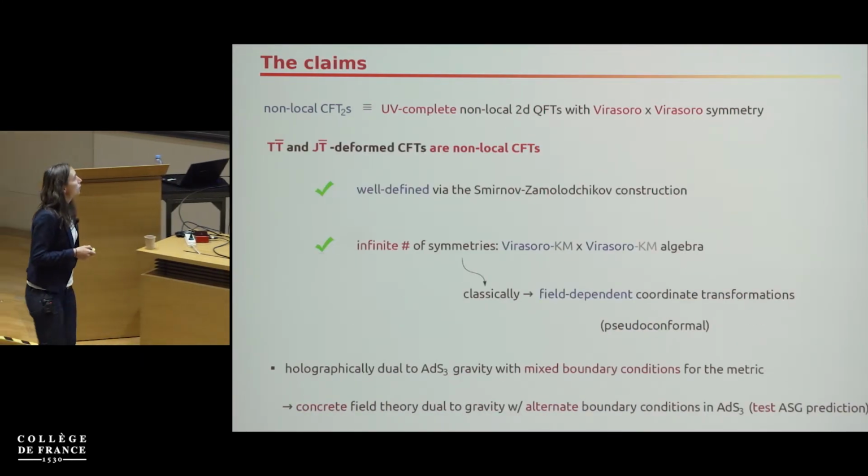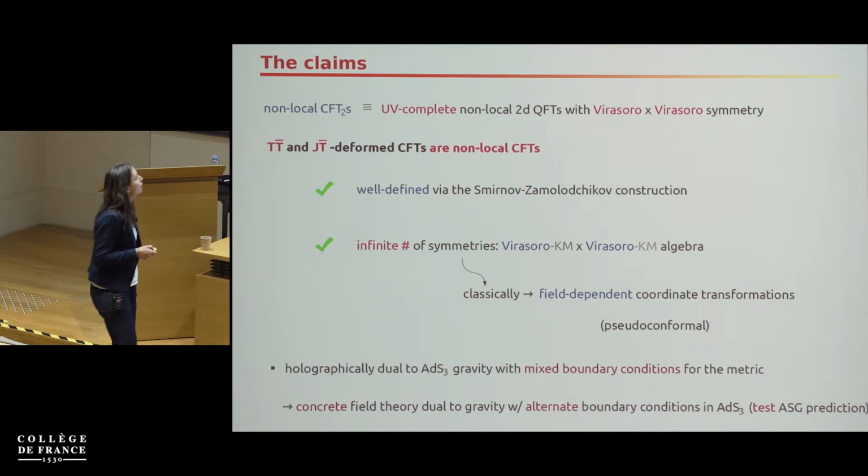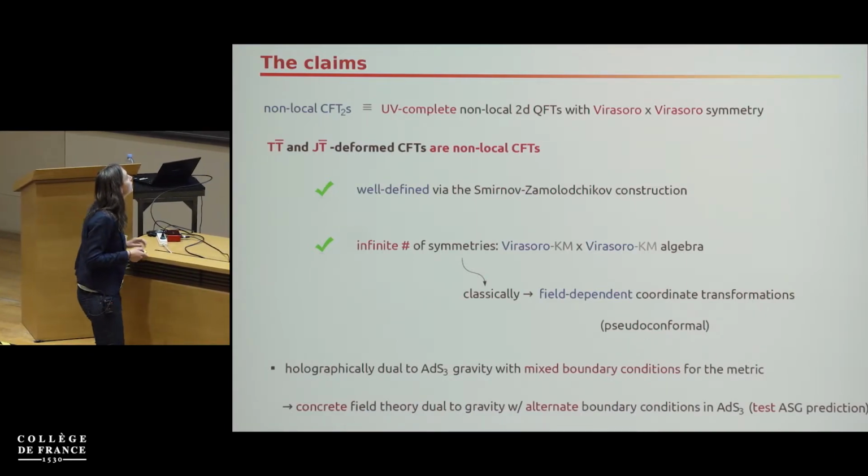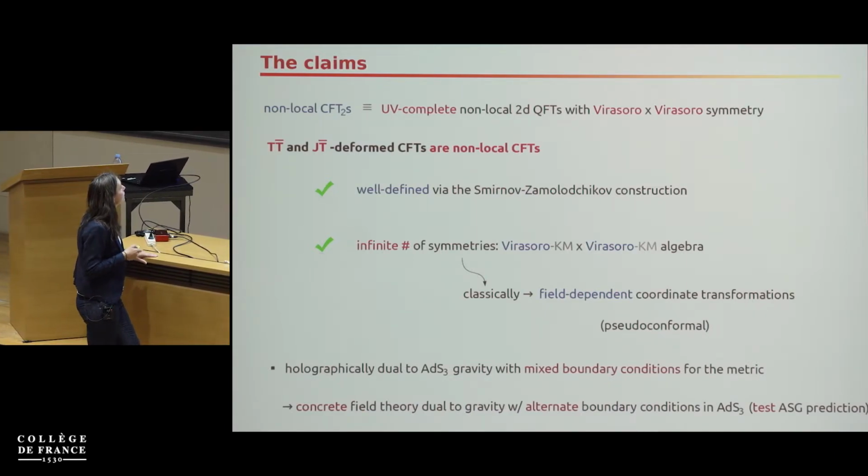Okay, so what are the claims? I remind you, I defined the non-local 2D CFT as a UV-complete non-local 2D QFT, which possesses Virasoro times Virasoro symmetry. The field theoretical claim that I have is that some particular theories, which are called TT-bar and JT-bar deformed CFTs, are actual examples of non-local CFTs.